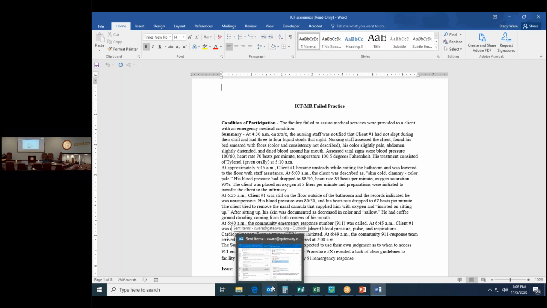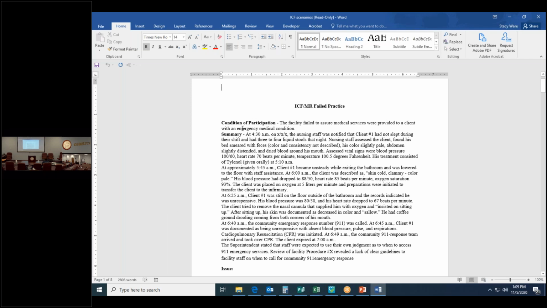At 6:40, 911 was called. At 6:45, client 1 was documented as being unresponsive and absent blood pressure, pulse, and respirations. CPR was initiated. At 6:49 a.m., the community 911 response team arrived and took over CPR. The client expired at 7 a.m. The superintendent stated that staff were expected to use their own judgment as to when to access 911 services. Review of facility procedure number X revealed a lack of clear guidelines to facility staff on when to call for community 911 emergency response. Thank you so much.